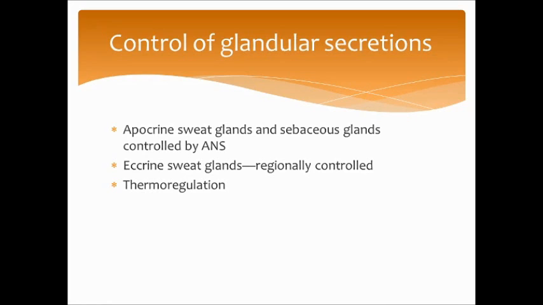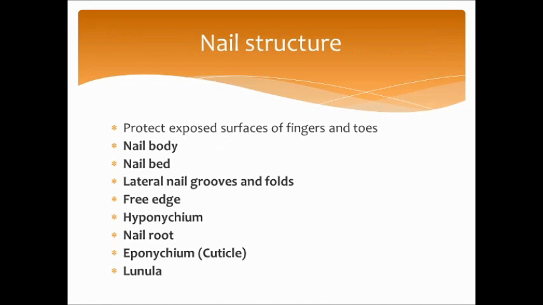The control of your glandular secretions, specifically the apocrine sweat glands and the sebaceous glands, is handled by your autonomic nervous system. It's more of an automatic process for those things to occur. Your eccrine sweat glands are more regionally controlled, so you might notice one part of your body starts to sweat more than another due to certain environmental conditions. And as we previously said, sweat glands help with thermoregulation and cooling the body down as air passes over the beads of sweat.